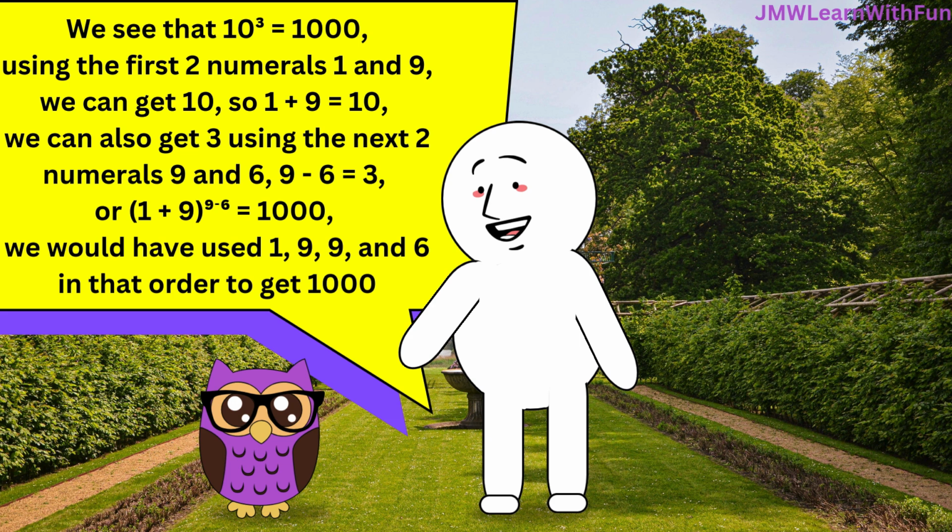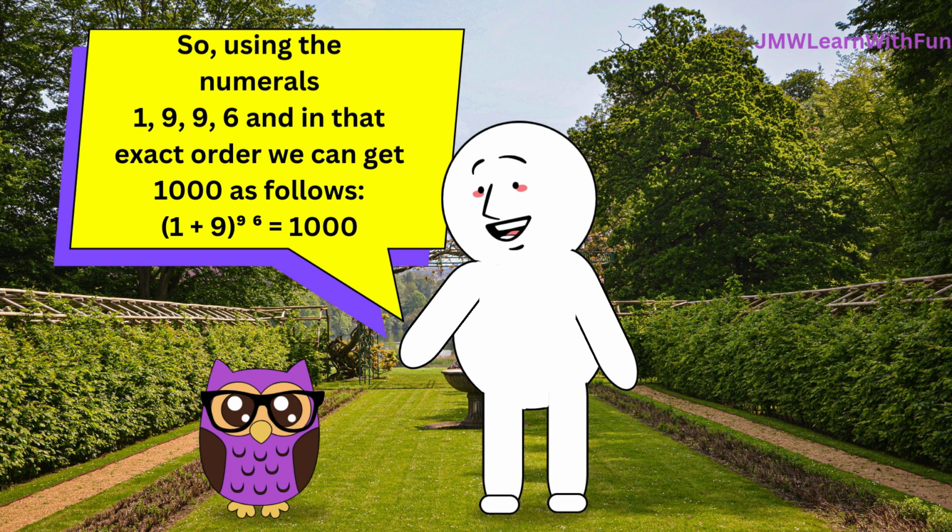We see that 10 raised to 3 equal to 1000. Using the first two numerals, 1 and 9, we can get 10. So 1 plus 9 equal to 10. We can also get 3 using the next two numerals 9 and 6. 9 minus 6 equal to 3. Or 1 plus 9 raised to 9 minus 6 equal to 1000. We would have used 1, 9, 9 and 6 in that order to get 1000. So using the numerals 1996, in that exact order we can get 1000 as follows. 1 plus 9 raised to 9 minus 6 equal to 1000.